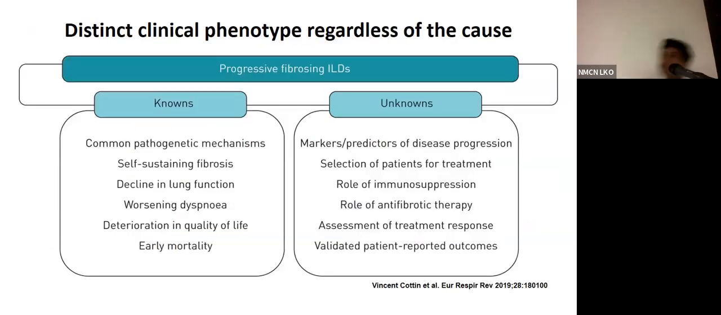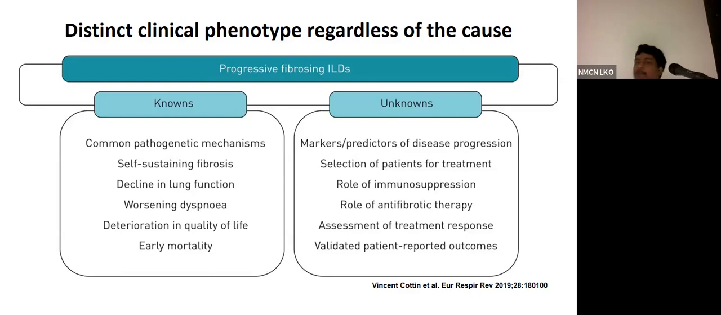Now, regarding PF-ILD, what are the things that are known to us? PF-ILD has common pathogenetic mechanisms, self-sustaining fibrosis, declining lung function, worsening dyspnea, deterioration of quality of life, and subsequently early mortality. These are the things that we already know.